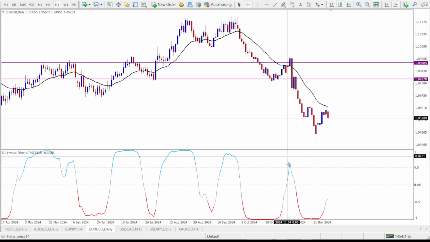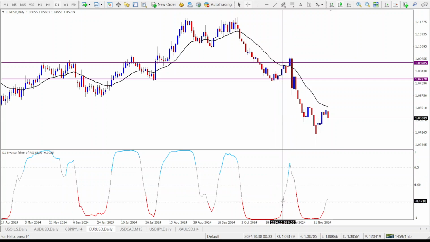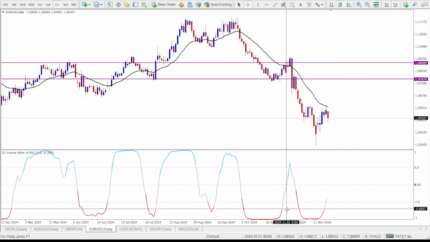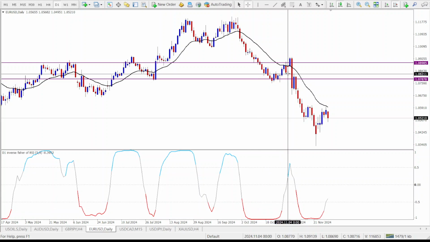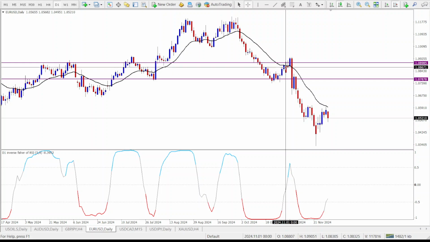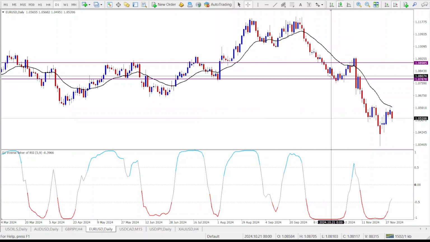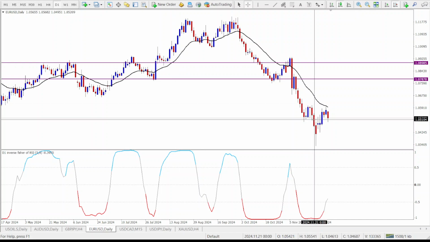And then in the case of an exit, we can see that right about this time, when the inverse feature of RSI gave us a buy signal, which was an exit signal for the sell trade, the moving average also confirmed that signal about this point. So the moving average in this case was serving as an effective confirmation tool.